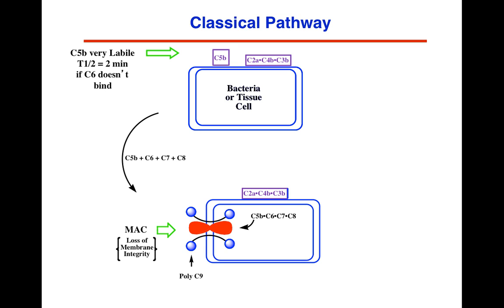MAC complex, macromolecular attack complex, and this initiates in the cell a lack of its ability to control its membrane and what things go in and out of, particularly water and other nutrients. And so the cell becomes unable to control that, and as a consequence will die. And so you end up getting cell lysis.